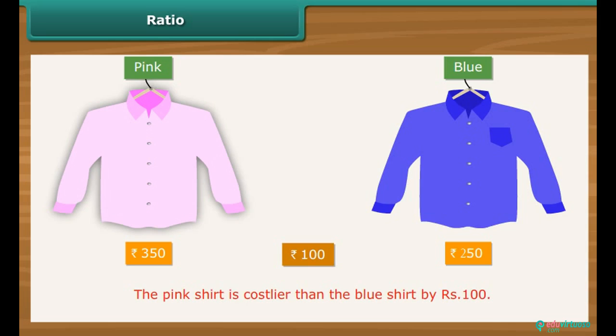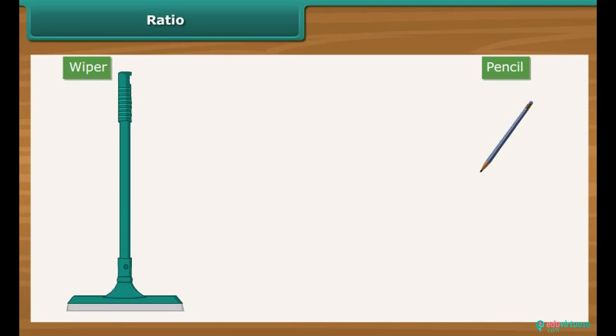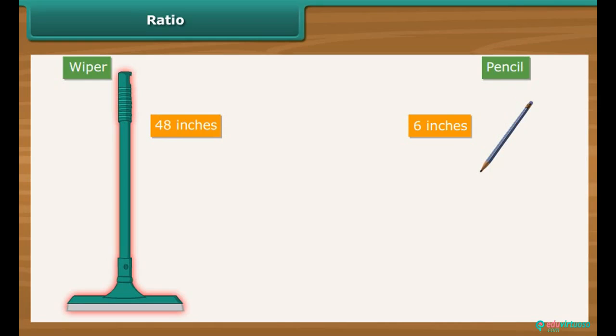Comparison by difference does not make sense when we compare quantities, values that are wide apart. For example, suppose we compare a 6-inch long pencil with a 48 inches long wiper. The wiper is 42 inches longer than the pencil. However, the difference does not bring out clearly the extent of variation in the lengths of the wiper and the pencil.